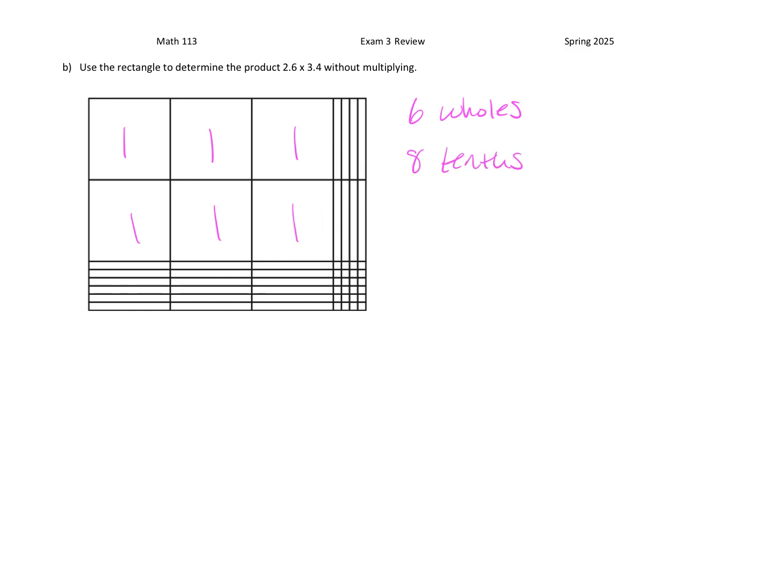Okay, and then down here I have 1, 2, 3, 4, 5, 6. I have 3 sets of 6 tenths, which is 18 tenths. And then I have some hundredths. I have 6 by 4, I have 24 hundredths. Okay, so now I'm just going to convert those to decimals. 6 wholes, 8 tenths, 18 tenths.